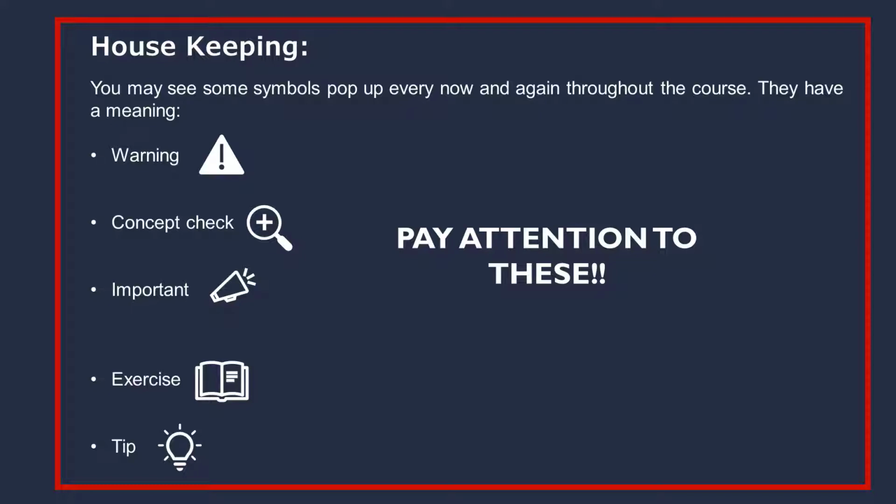The magnifying glass, a concept check. The microphone, it's an important topic that you need to pay attention to. The workbook is an exercise, something for you to get involved with and practice with, and the light bulb is a tip. In regards to exercises, you're going to find them at the end of most of the lectures or as standout lectures on their own. So like I say, look out for that book symbol.